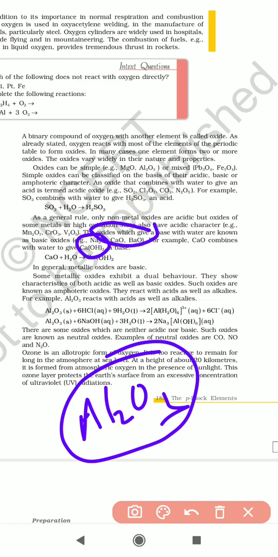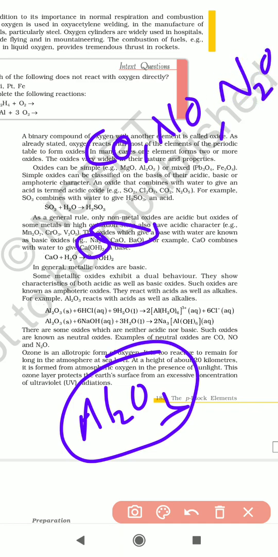And the next one is neutral oxides. These oxides do not exhibit either acidic or basic character. That is called neutral oxides, like carbon monoxide, nitric oxide, and nitrous oxide. They do not exhibit any acidic or basic character. These are called neutral oxides.